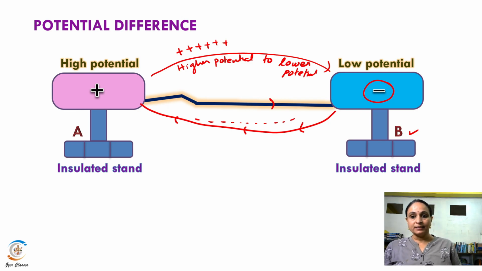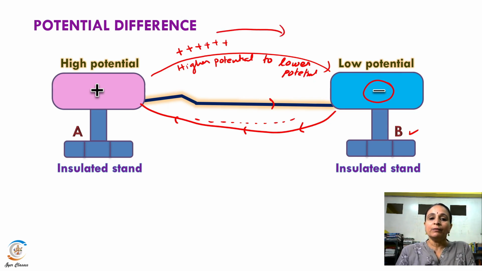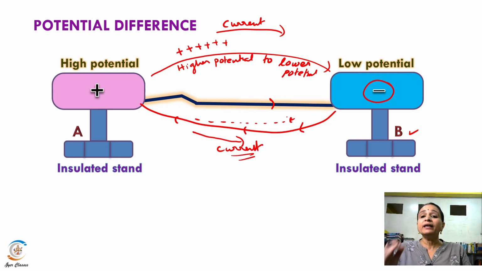Now the concept is, if there is a difference in potential, the charges will flow from one place to another. If you want to find out the direction of the current, the current will always be in the direction of the flow of the positive charge. The electrons or negative charges are flowing from lower to higher, but still the direction of the current will always be opposite to the flow of the negative charge. In whichever direction the negative charges flow, the current will flow in the opposite direction, right?